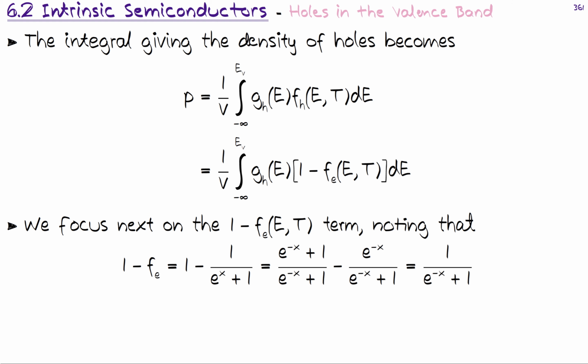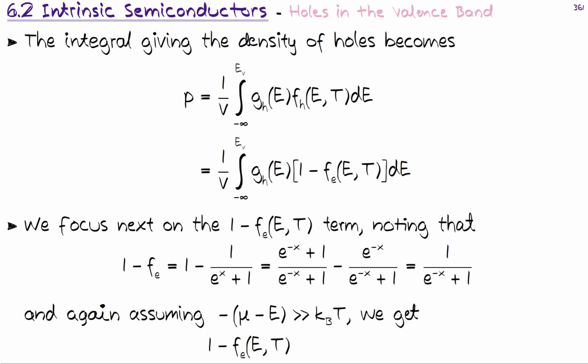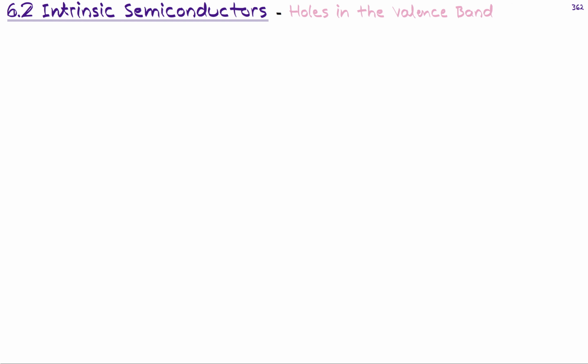And then again, we assume that we are dealing with moderate temperatures, so that this chemical potential minus energy, and the negative of that, is far larger than the k_B T value. And then in essence, what we get is that 1 minus F_e is approximately e^((mu minus E_k) per k_B T). So this is what we approximate things to be. And this helps us to get slightly cleaner equations out.